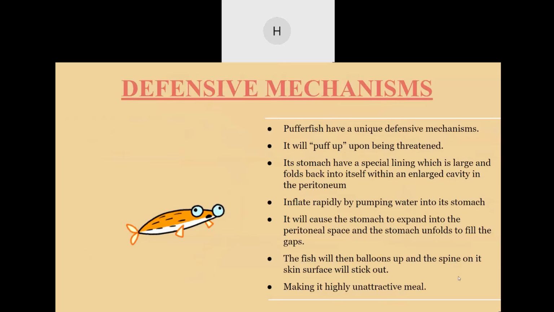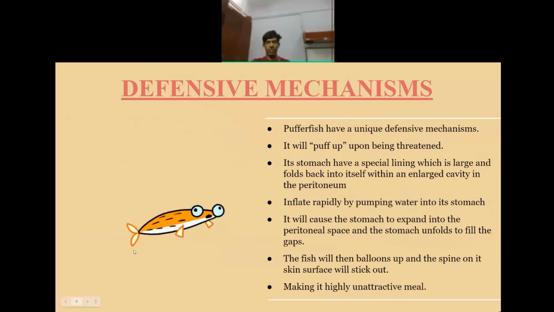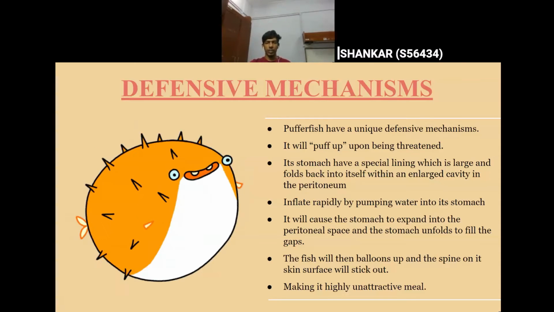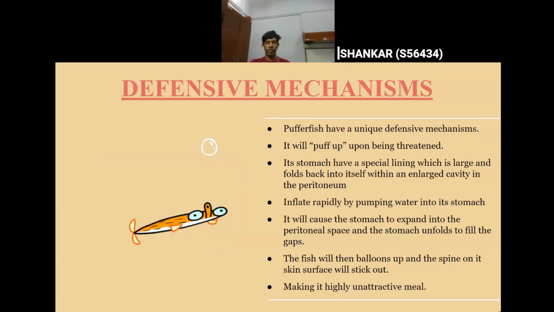So, let's talk about its defensive mechanism. Pufferfish has a unique defensive mechanism. It will puff up upon being threatened. Its stomach has a special lining which is large and folds back into itself within an enlarged cavity in the peritoneum. When it's threatened, it will inflate rapidly by pumping water into its stomach. It will cause the stomach to expand into the peritoneal space and the stomach unfolds to fill the gaps. The fish will then balloon up and the spines on the skin surface will stick out. It will make it an unattractive meal, causing the predator to be afraid and not attack the fish.